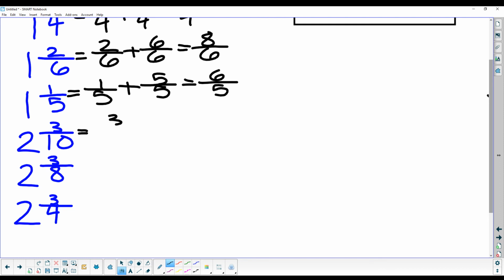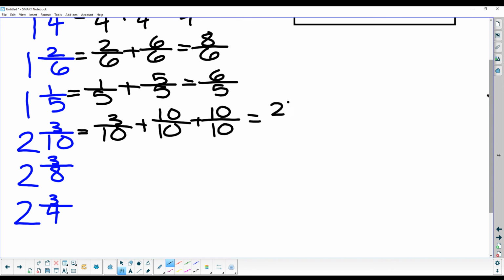Start with my fraction of 3/10. My denominator is 10, so I know 1 whole is 10/10, but this time I have 2 wholes, so I have to write it again. And then I add them together to get 23/10.